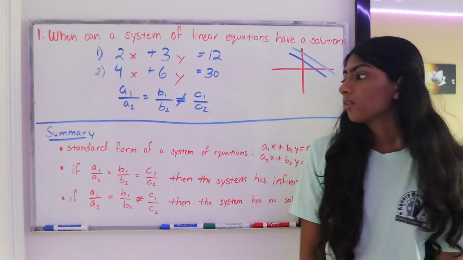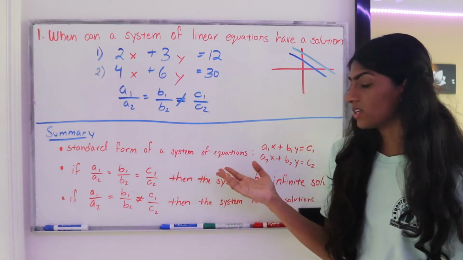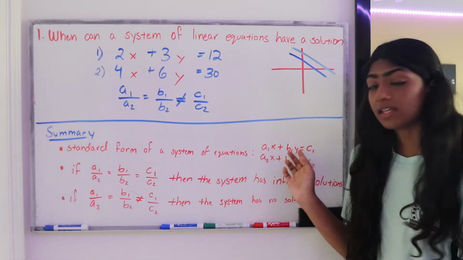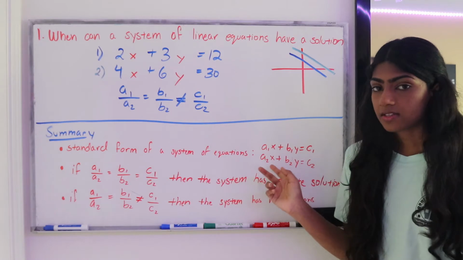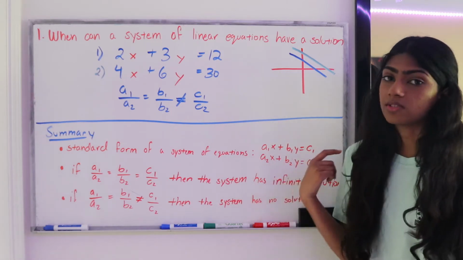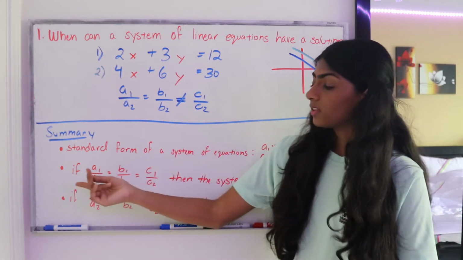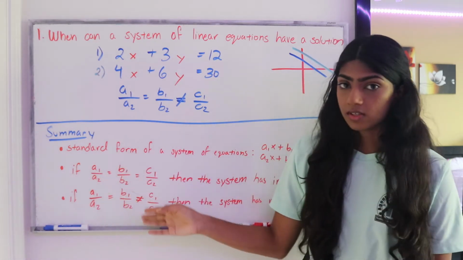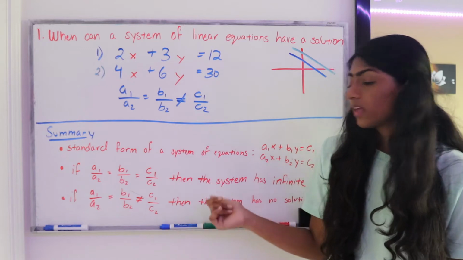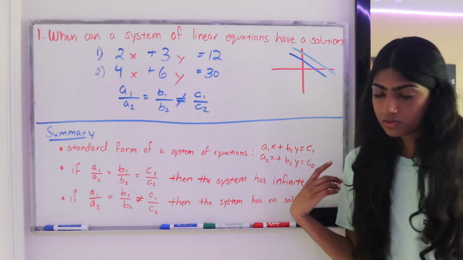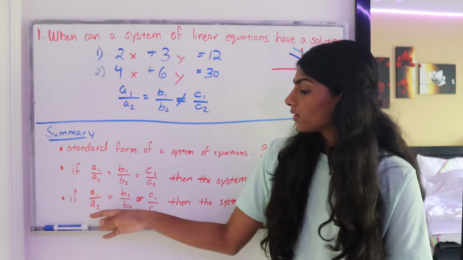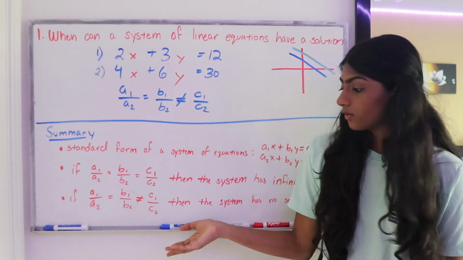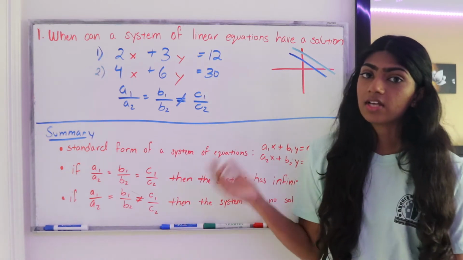So in summary, a standard form of a system of equations looks like this, where a1 times x plus b1 times y equals c1, and a2 times x plus b2 times y equals c2. And if these conditions are true, when a1 over a2 equals b1 over b2 equals c1 over c2, then the system of equations has infinite solutions. But if a1 over a2 equals b1 over b2, which does not equal c1 over c2, then the system of equations has no solution.